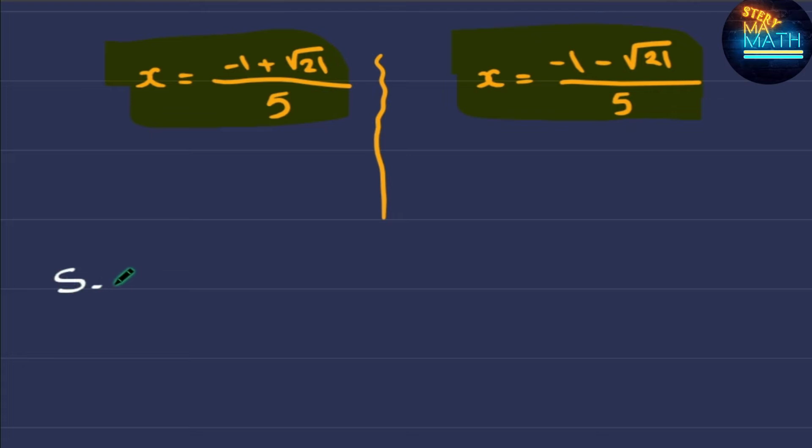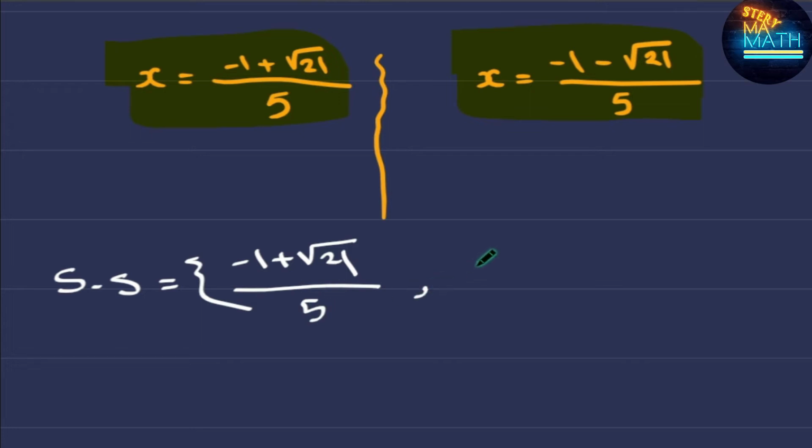So the solution set is equal to (-1 plus the square root of 21) over 5 and (-1 minus the square root of 21) divided by 5. Or if you typed it on the calculator, you will get it in decimal or as a fraction. It's up to you. All right.